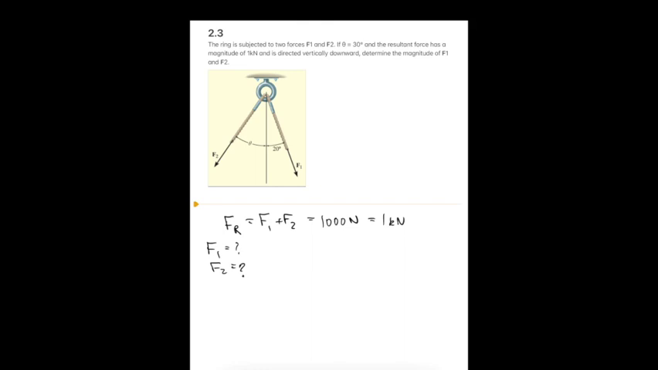What is the magnitude of those 2 forces so that the total force is not only 1,000 newtons, but also that it's pointing straight down? It says directed vertically downward. So the resultant force is vertical downward and has a magnitude of 1 kilonewton.